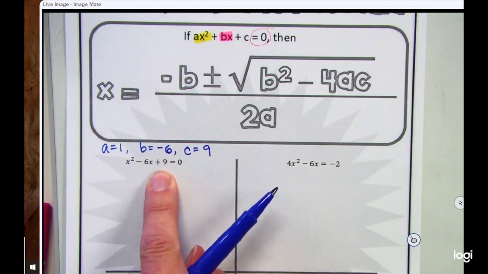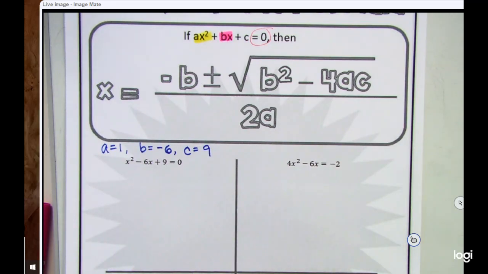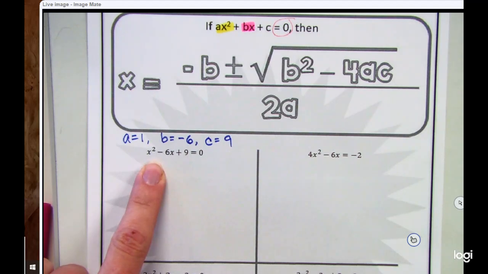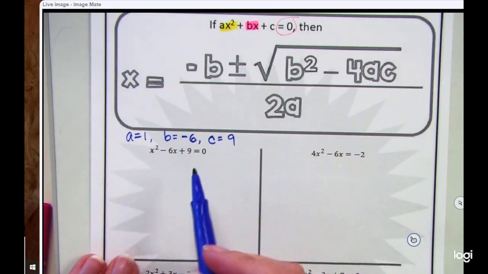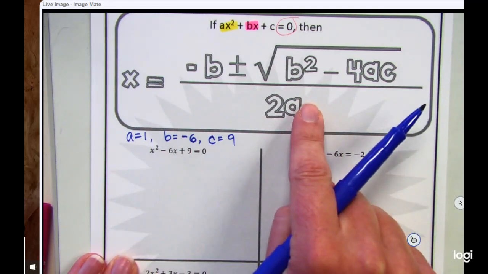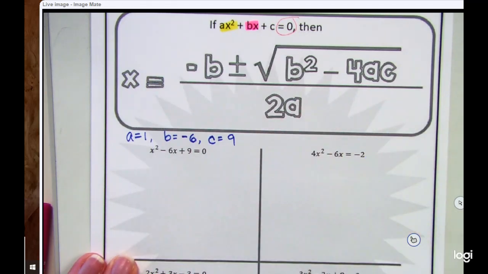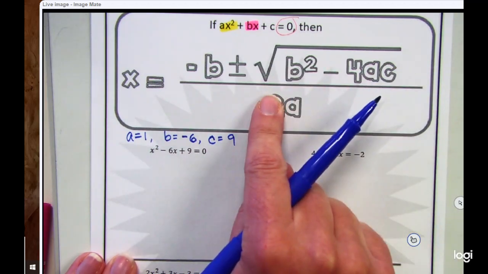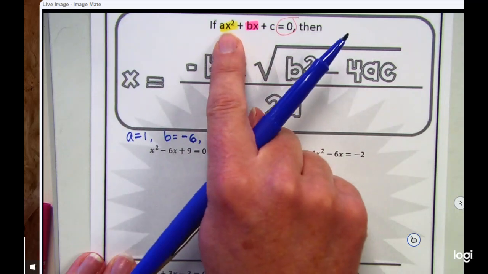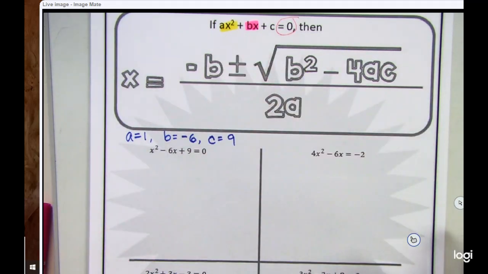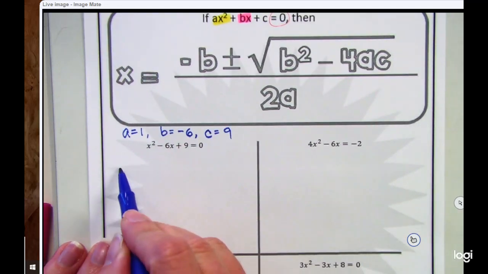Now that I know what A, B, and C are, I can substitute everything into my formula so I can solve for x. All right? Some of you don't like factoring, so you could use the quadratic formula. Some problems we can't factor, so we use the quadratic formula. But if you ever have a something x squared problem, you can use the quadratic formula. Okay? So let's set it up.